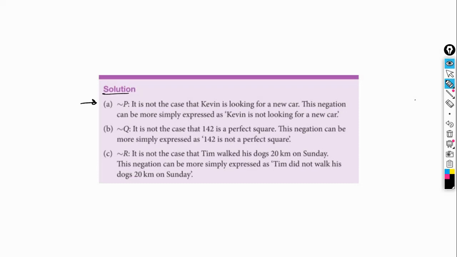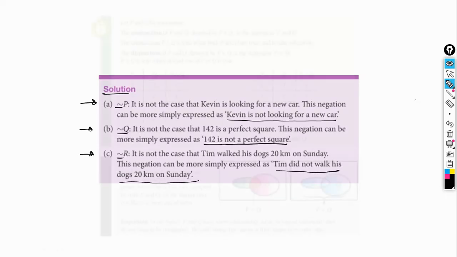For letter A, statement not P, it is not the case that Kevin is looking for a new car, or expressed in simpler words, Kevin is not looking for a new car. For letter B, statement not Q, it is not the case that 142 is a perfect square, or simply put, 142 is not a perfect square. And then statement C, not R, it is not the case that Tim walked his dogs 20 kilometers on Sunday, or simply expressed, Tim did not walk his dogs 20 kilometers on Sunday.